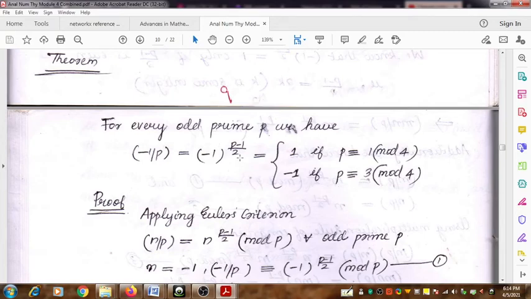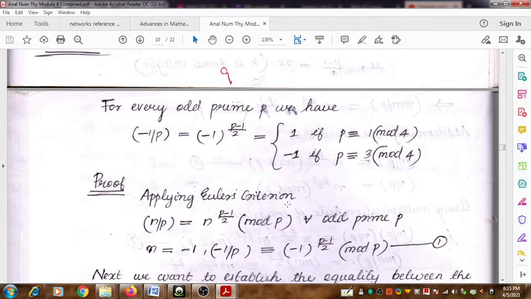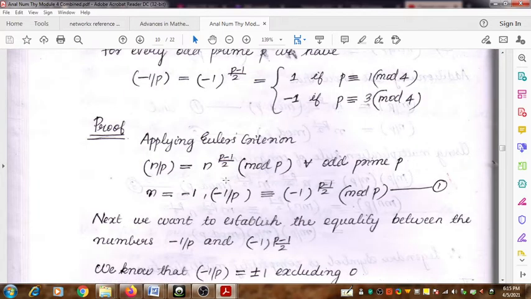equal to 1 if p is congruent to 1 mod 4, and equal to minus 1 if p is congruent to 3 mod 4. To prove this, we can use Euler's criterion. Euler's criterion states that (n/p) is congruent to n raised to (p minus 1) by 2. Here we choose n equal to minus 1.